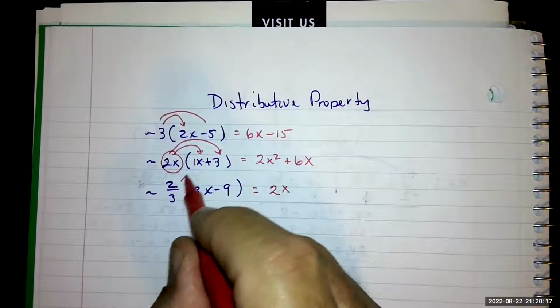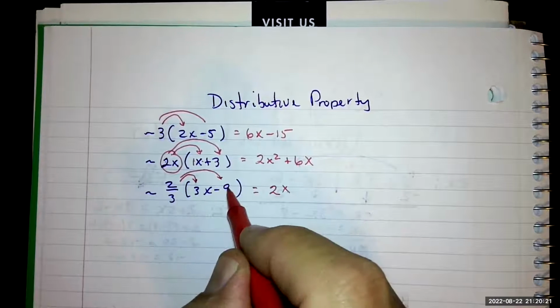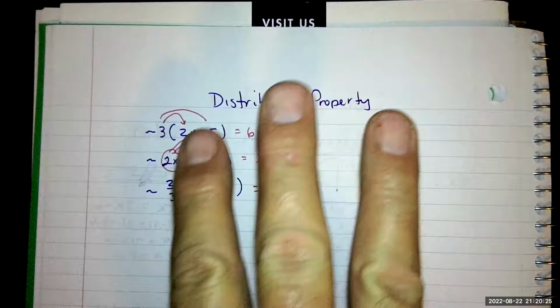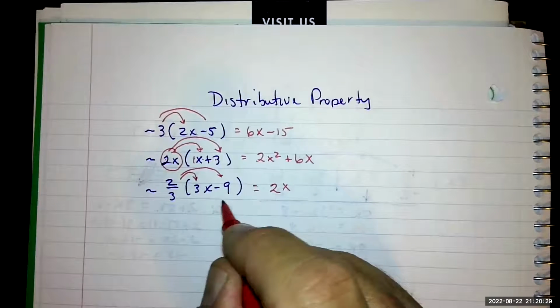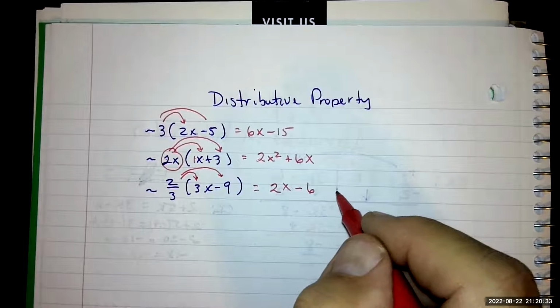All right, so we did that one. Now we're going to go to this one. Go to the 9. 3 goes into 3. 3 goes into 9 3 times. 3 times 2 is 6, and it's a minus, so it's a minus 6. All right, see how that works?